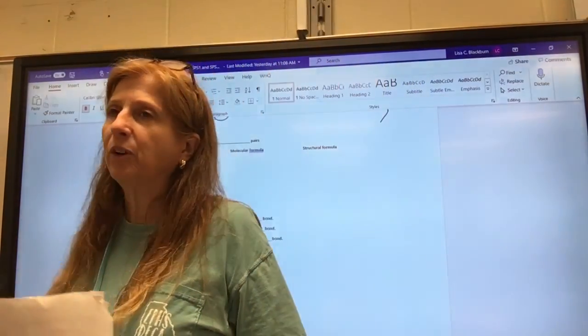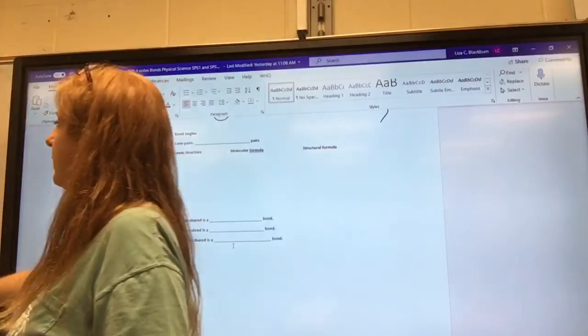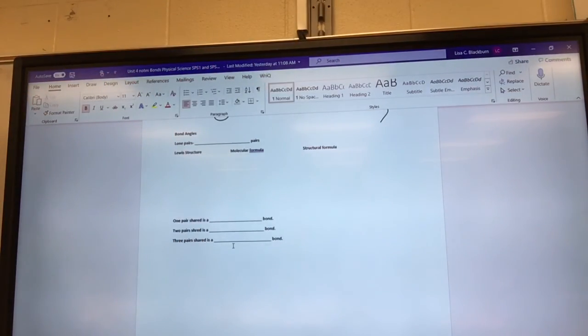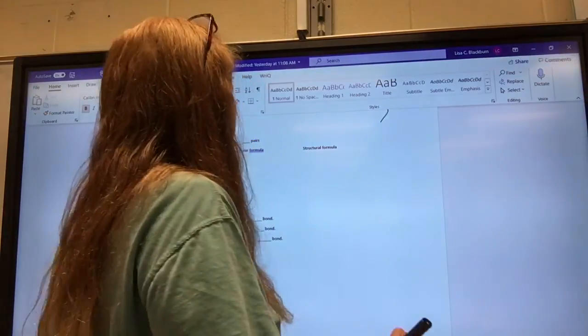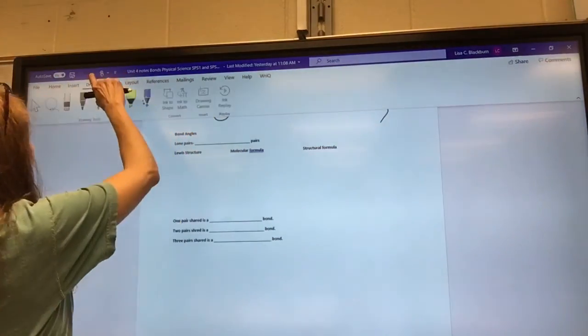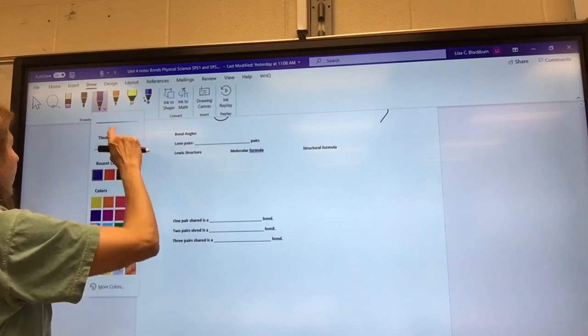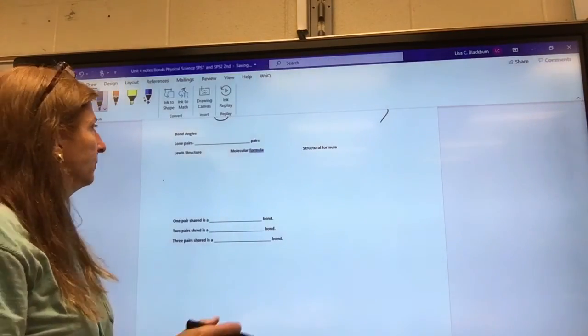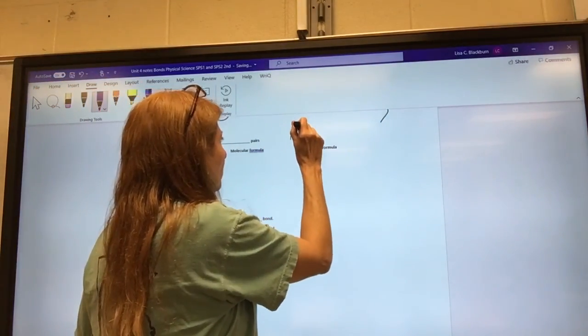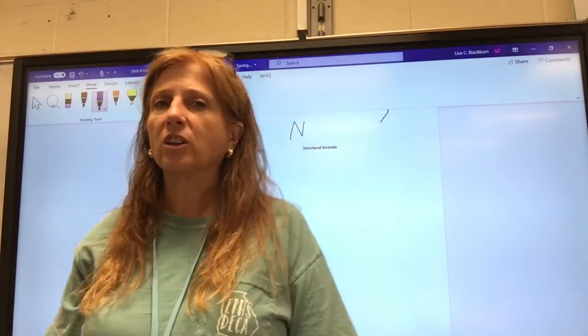All right, so if you remember, we have been doing dot structures. Remember the Cheerios where we did dot structures? When we passed them around the room, we did nitrogen. So let's review the dot structure for nitrogen.